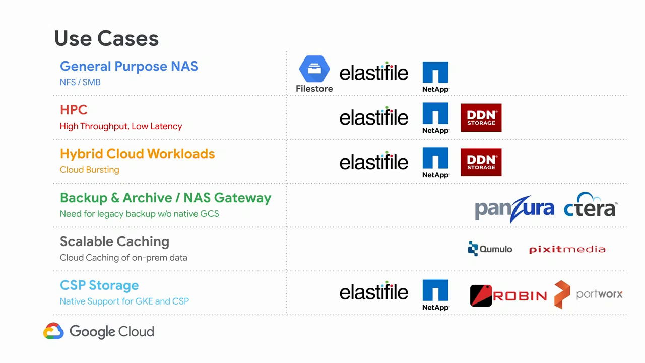All right. So let's dive into some file use cases really quickly here. This is not the complete set of use cases. There's lots of ways to slice and dice file. We're going to talk about them in these categories: general purpose NAS, some high performance computing stuff, some hybrid cloud stuff, backup and archive and NAS gateway, scalable caching, and CSP storage, which we have a new name for this, cloud services platform. Anyone remember the name from the keynote? Anthos. All right. Good, good.